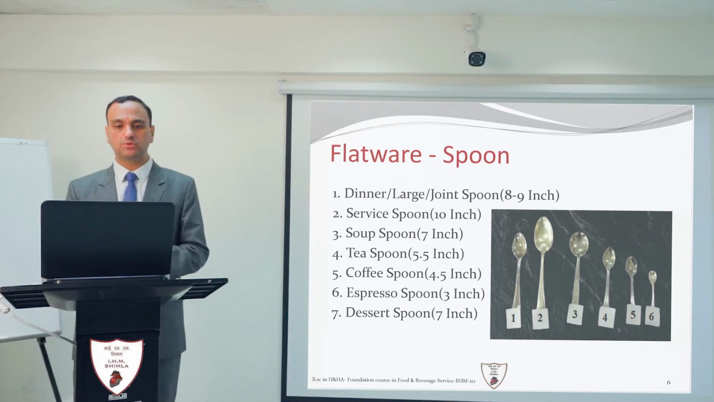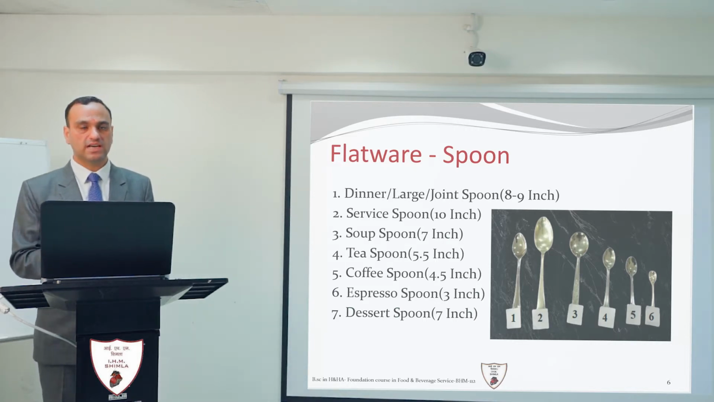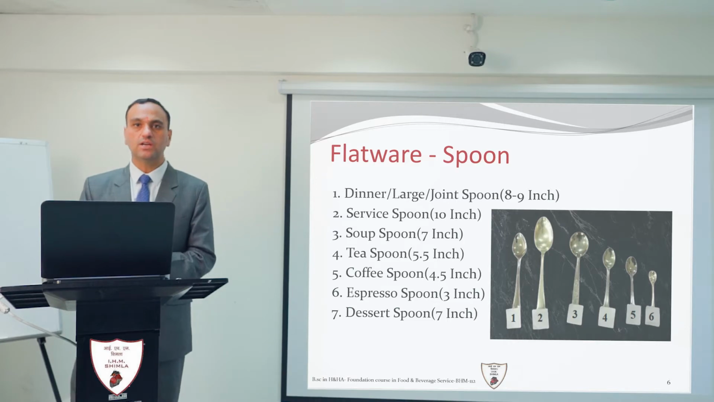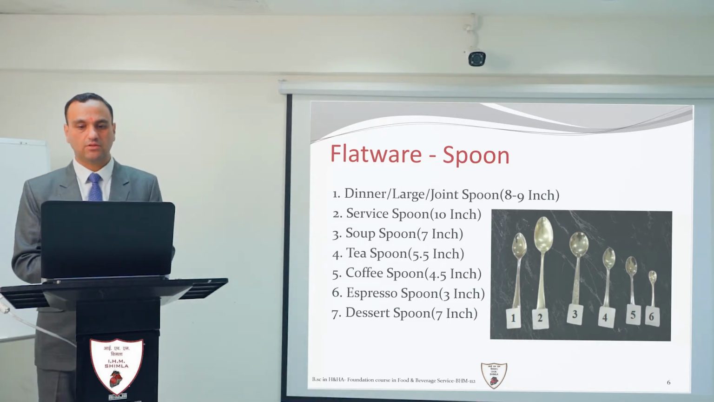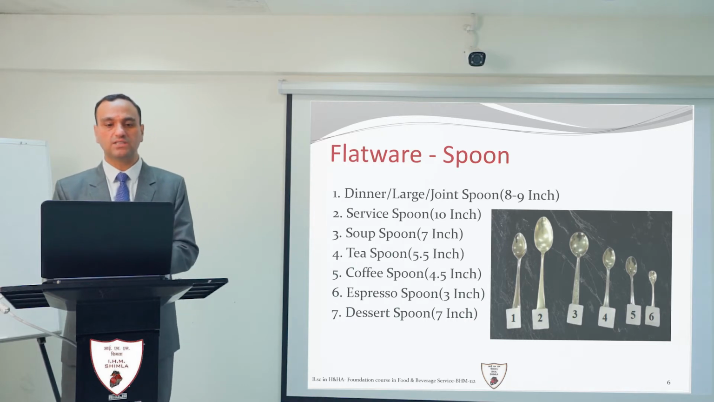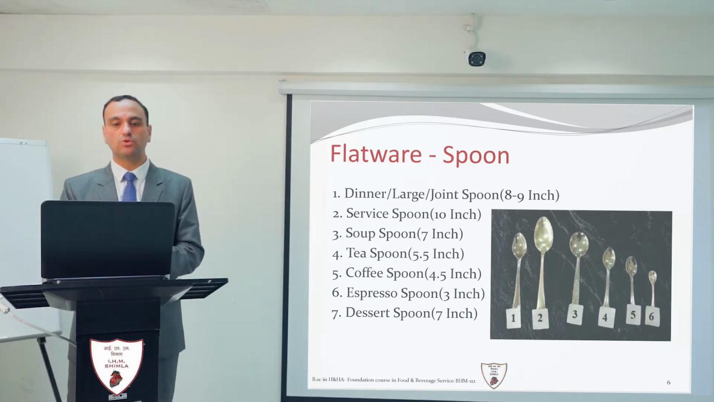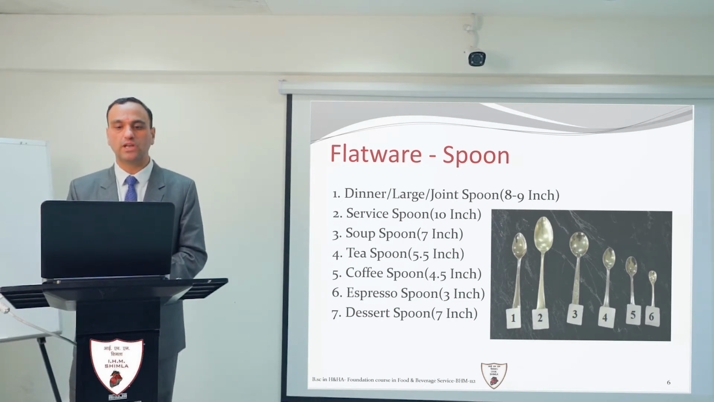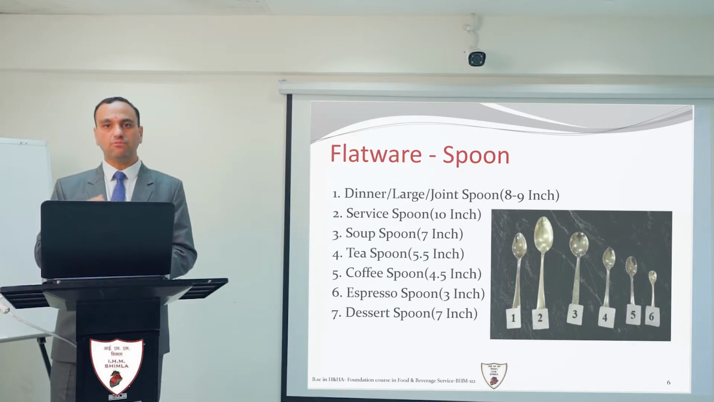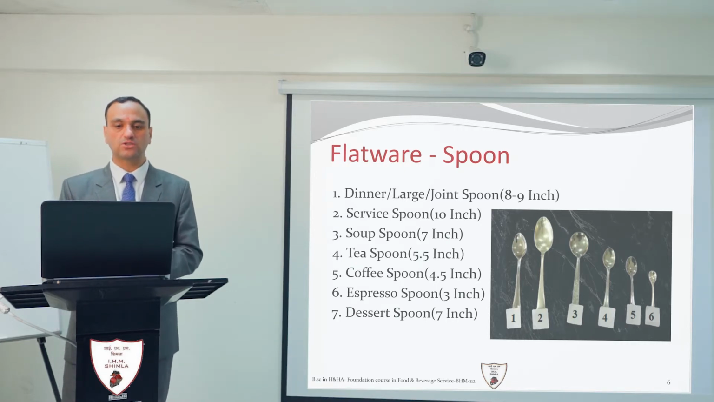Second is the serving spoon or service spoon. The size of the service spoon is 10 inches, and it is being utilized for service of food to the guest. In silver service, we utilize this equipment to serve the food to the guest through the service spoon. Third is the soup spoon. The size of the soup spoon is 7 inches, and we use that spoon to have our soup.